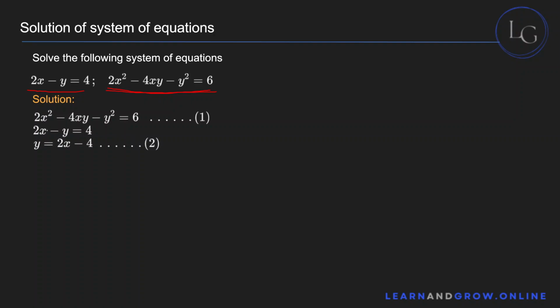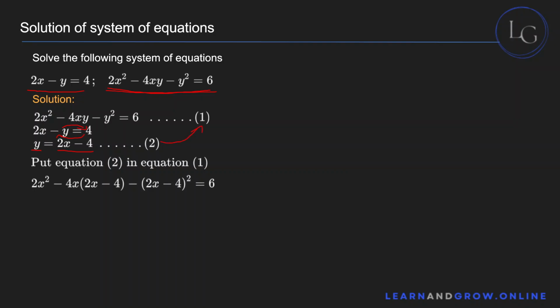And now you'll basically just give this variable y this value. You'll take 2x, you'll take 4 on this side, and you'll take y on that side. And now you have an equation for y, a function of x, if you will. Now, put this equation 2 in equation 1. And now replace every y in equation 1 with 2x minus 4.